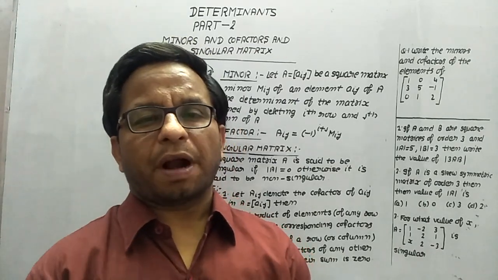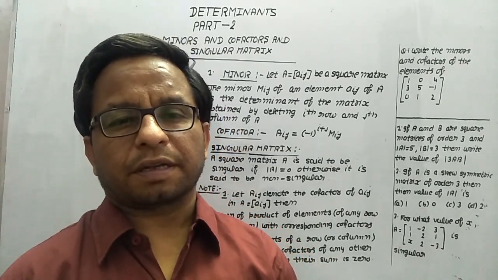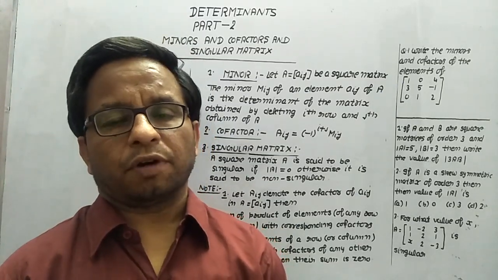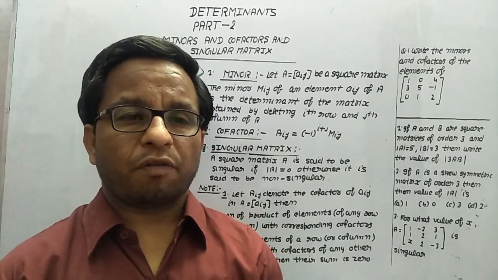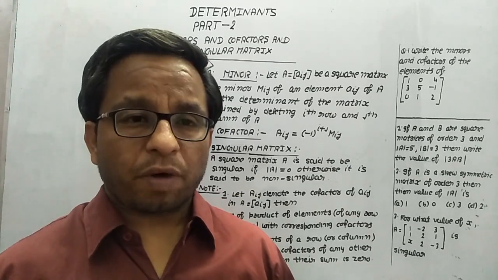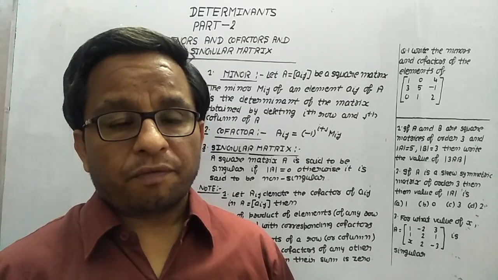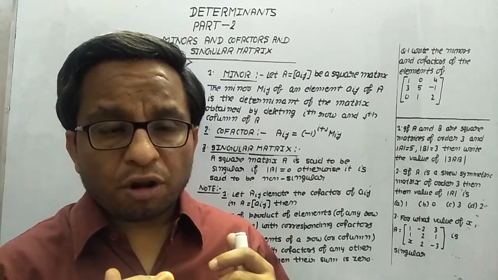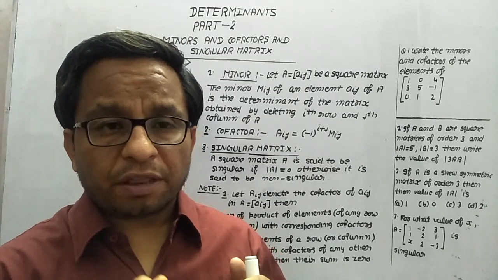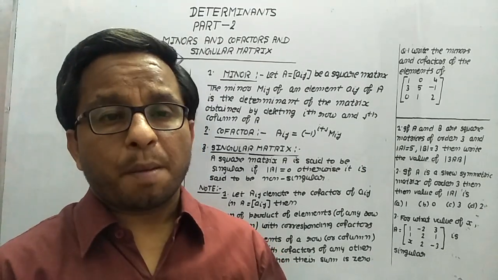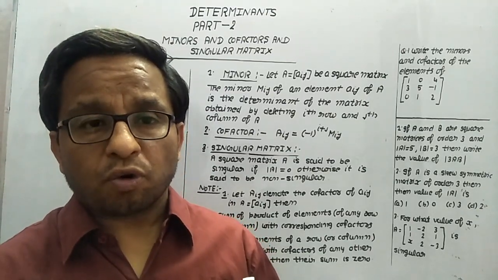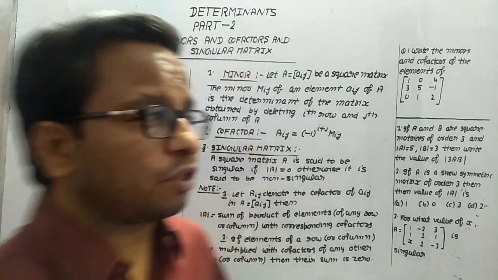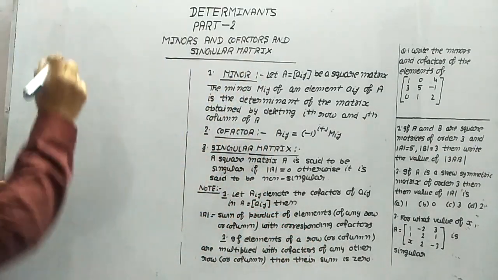Everybody, today in part two of determinants, we will discuss minors, cofactors and singular matrices. First of all, I'll let you know the meaning of a minor. If we have a square matrix A, then we can calculate the minor of each element. The minor of each element is the value of the determinant obtained by deleting the corresponding row and column. Now look at this. We will take this part with one example.